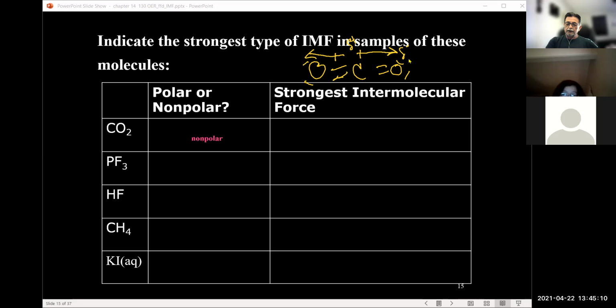Carbon dioxide is strictly nonpolar. With that, we can very quickly determine what force it's dealing with. That would be the London dispersion force, because the criteria for a London dispersion force is it must be nonpolar. A polar molecule cannot have London dispersion forces. Let me put that out there. A polar molecule cannot have London forces.